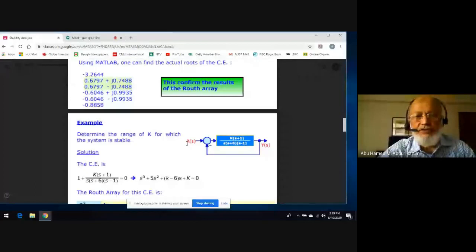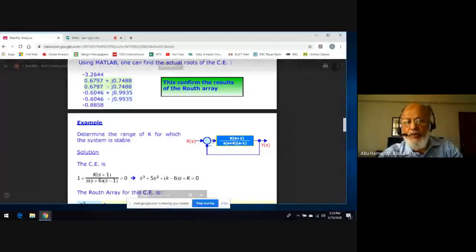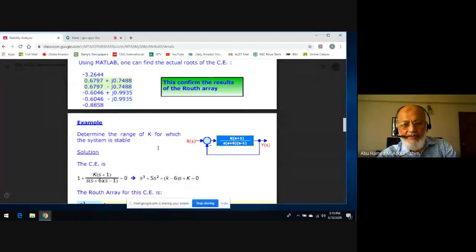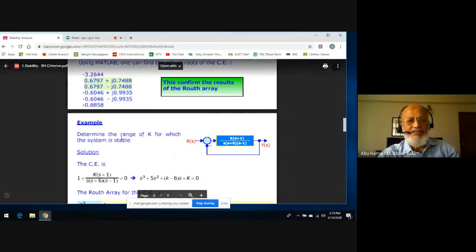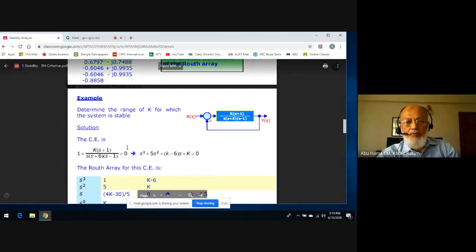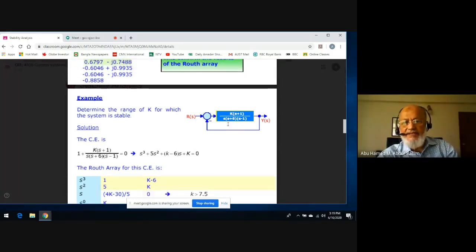Now this question tells you to determine the range of K for which the system is stable. So we can solve problems like this also by Routh-Hurwitz criteria. It's not asking you directly to apply Routh-Hurwitz criteria, but it's a separate question. It says determine the range of K for stability of the system. So what we do, first of all, we write the characteristic equation. Remember how we write the characteristic equation? 1 plus G(s)H(s).